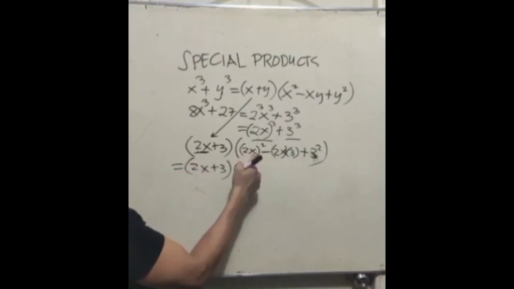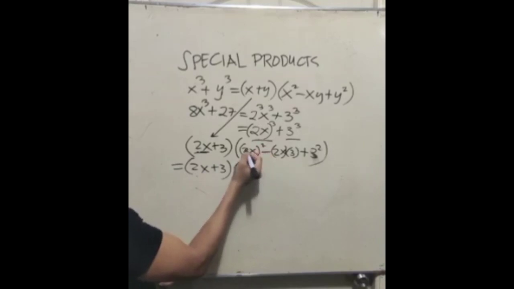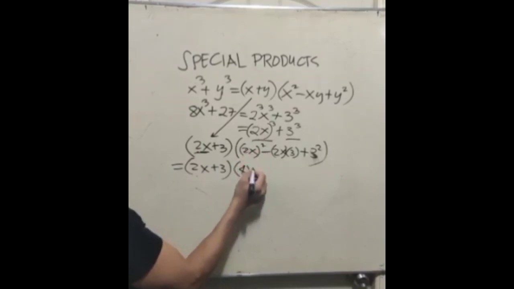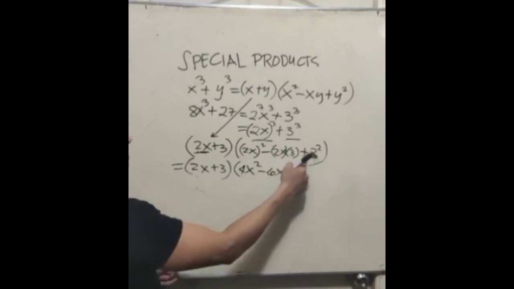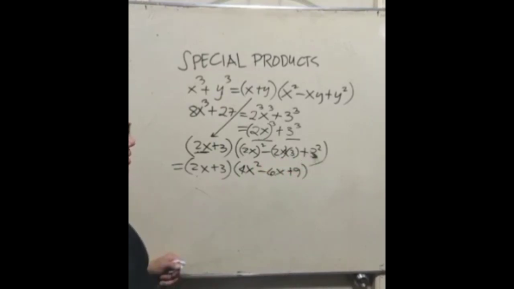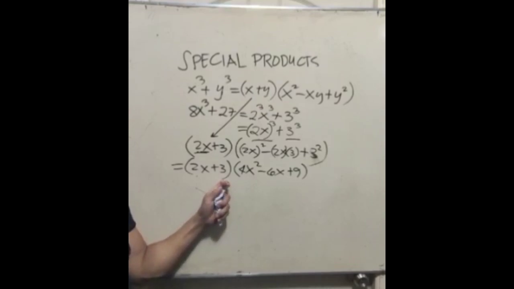And then, the answer here is 2x plus 3 and 2x squared, this one is for all. So 2 squared is 4. And then x squared. And then 2x times 3 minus 6x. And then plus 9. Okay, there you go. This is now the factored form of this one.